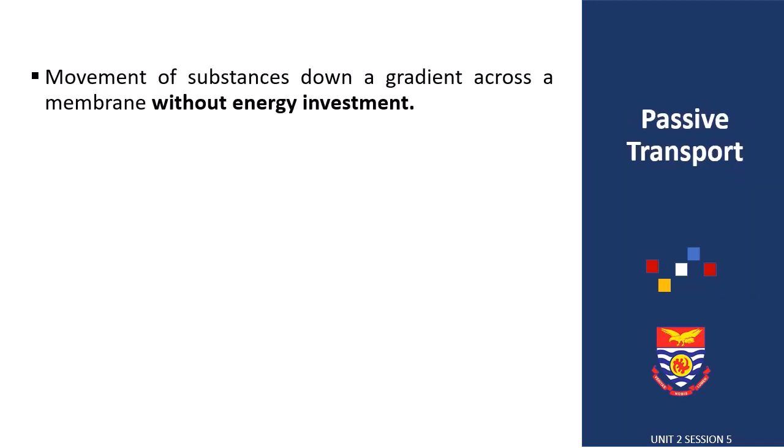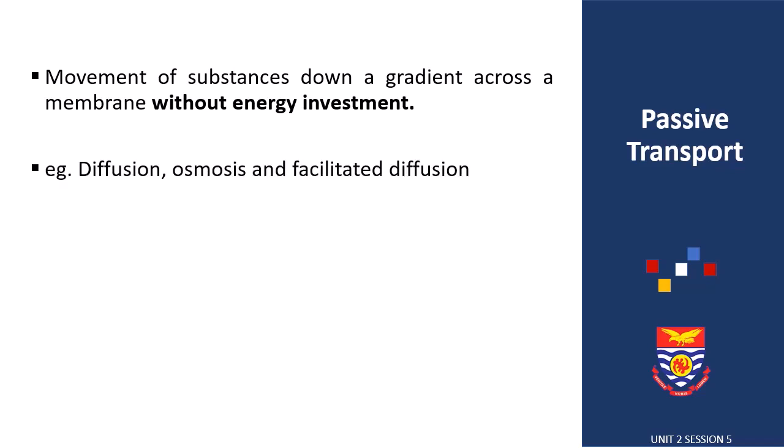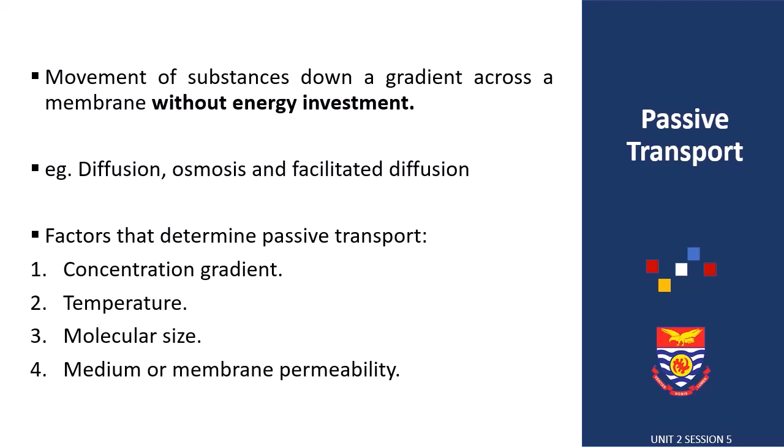So in passive transport, there is movement of substances down a gradient across the membrane, and this does not require the use of energy, or no energy is involved during the movement of the substances. Examples are diffusion, osmosis, and facilitated diffusion. And there are factors that determine passive transport, and these are concentration gradient, temperature, the size of the molecule, and the medium permeability.